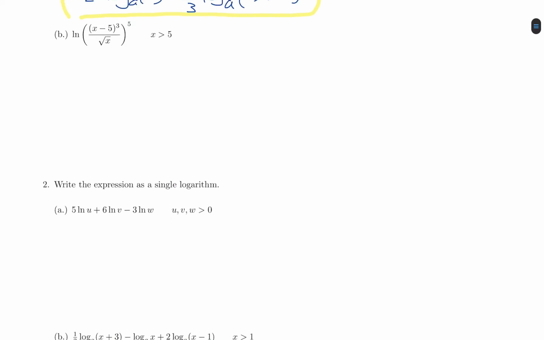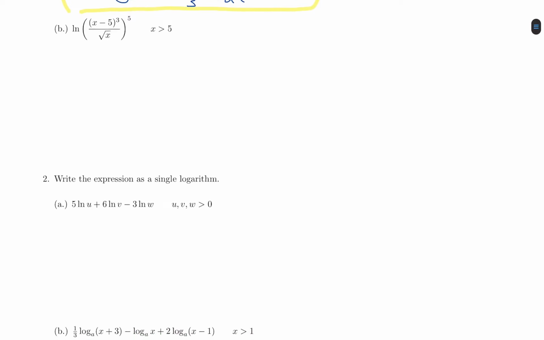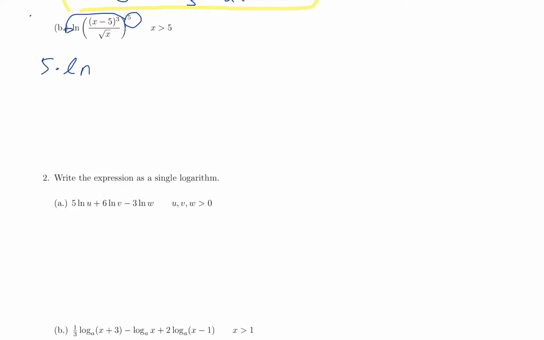So part B. Okay, so part B, let me change color. Okay, so first thing, we have a ln of this division to the 5th power, right? So since it's division, yeah, we do have to separate into subtraction. But before we do that, we need to actually bring this 5 first. So we have 5 times ln of x minus 5th to the 3rd power over the square root. I'm just going to write it as x to the half power, like this.